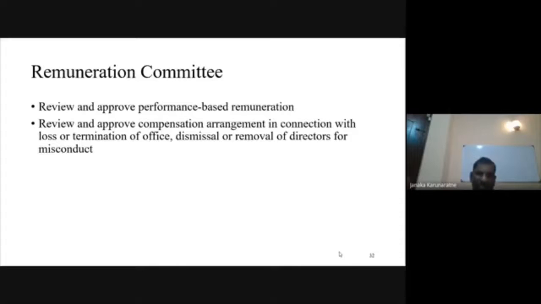Review and approve compensation arrangements in connection with loss or termination of office, dismissal or removal of directors for misconduct. Another important thing is the compensation arrangement, setting up a framework for when somebody is asked to terminate the contract, maybe dismissal or removal of directors due to misconduct. So how the compensation arrangements are done, in addition to what is available in the relevant laws. Relevant labor laws may set certain things when it comes to termination, dismissal, or removal of directors, but within the entity you can build another framework on top of the framework set by the labor rules in the particular country.